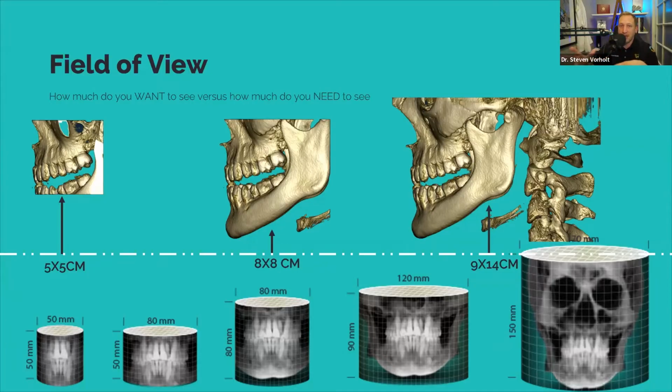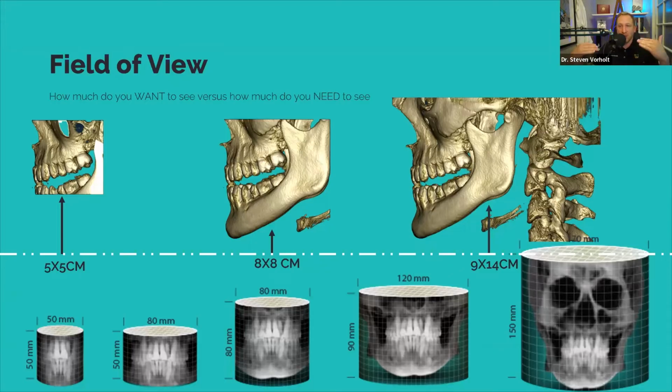Some machines are going to cap out around 8x8 or 8x10 or something like that, and that's going to give you most of the tooth bearing regions of the jaw in the average person. If we want to see more than that, the picture we saw shows quite a bit more, 9x14. These two numbers, because if we imagine this is just a cylinder, one is the height and one is the diameter of the cylinder, as it were, and it's going to show us how much we want to see.